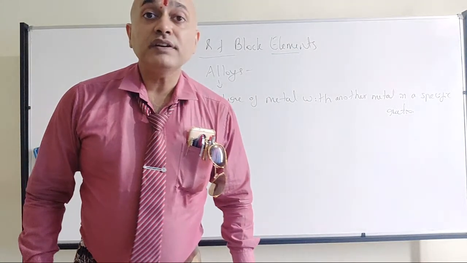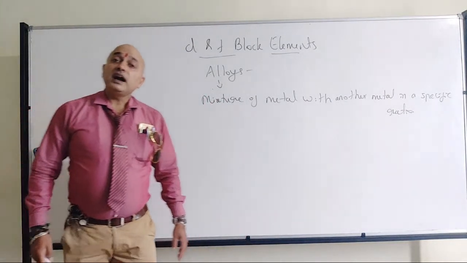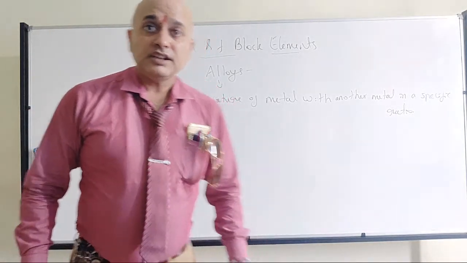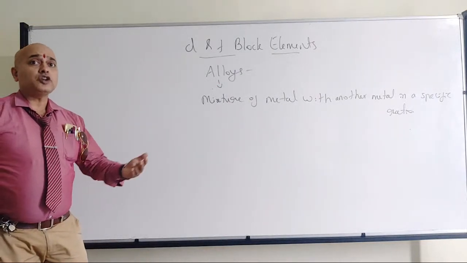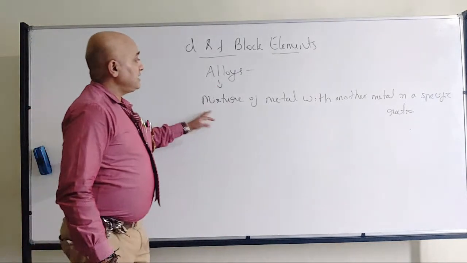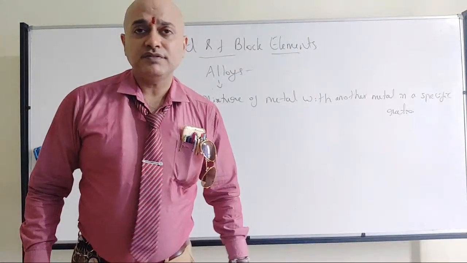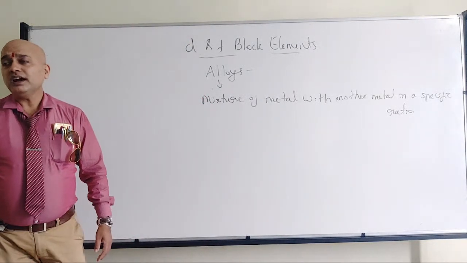That's where it differs from the interstitial compound. In interstitial compounds, hydrogen, carbon and boron are non-metals. So transition elements are in combination with the non-metals in a non-stoichiometric way. But here it will be a mixture of metal with another metal. That is the difference between an alloy and an interstitial compound.